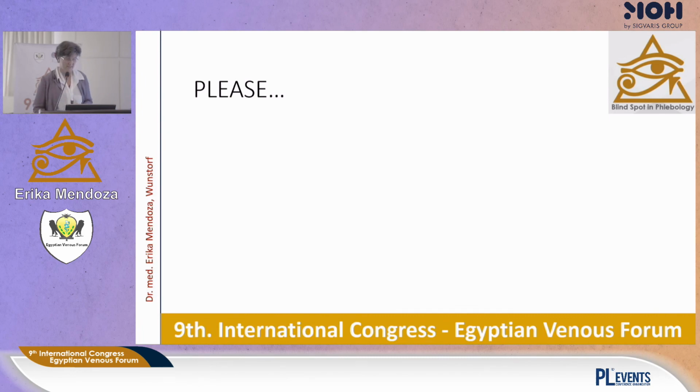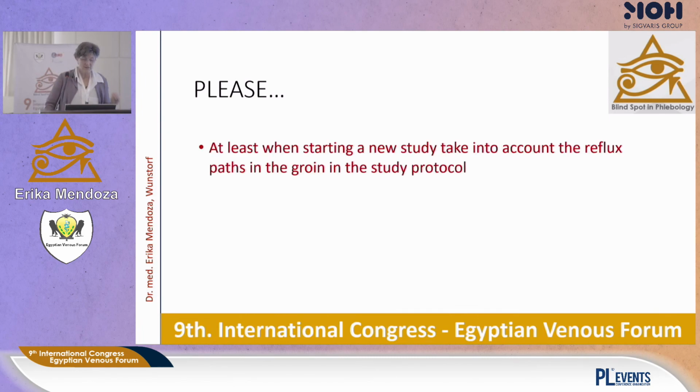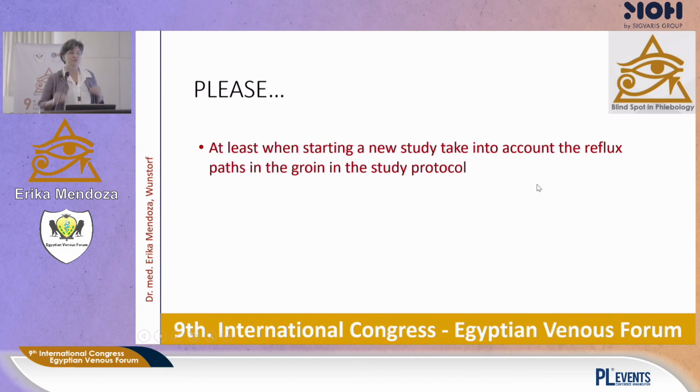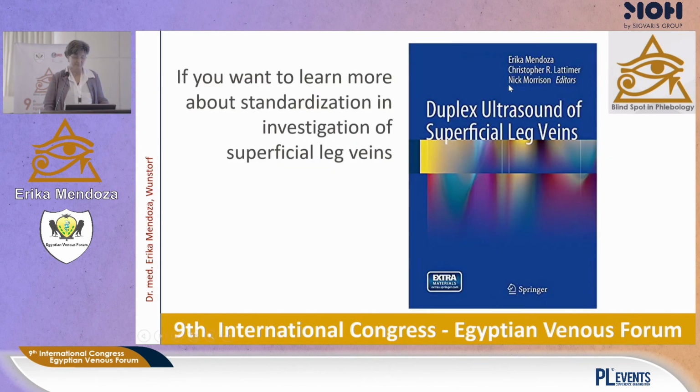And so please, at least when starting a new study, take into account the reflux paths in the groin region in the study protocol. And in your office, if you treat patients, please take into account what you are seeing before so that you can improve the treatment and best explain to the patient what has to be done.